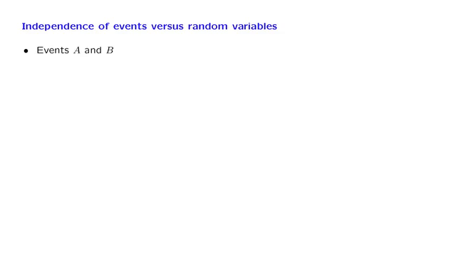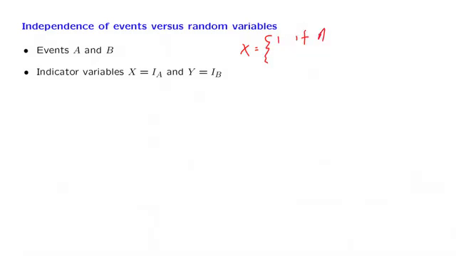Now, to make a relation with random variables, we introduce the so-called indicator random variables. So, for example, the random variable X is defined to be equal to 1 if event A occurs, and to be equal to 0 if event A does not occur. And there is a similar definition for random variable Y. In particular, the probability that random variable X takes the value of 1, this is the probability that event A occurs.